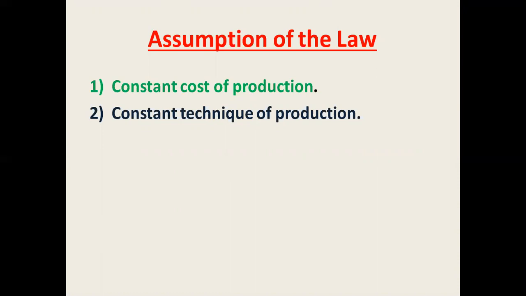So the law will hold true only if the cost of production remains constant. It means it is assumed that there is no change in the cost of production. If there is a change, a change in the cost of production will affect the profits of the seller, and therefore less quantity will be supplied at the same price. So that's why we assume that the cost of production is a constant. So this is the first assumption of the law of supply.